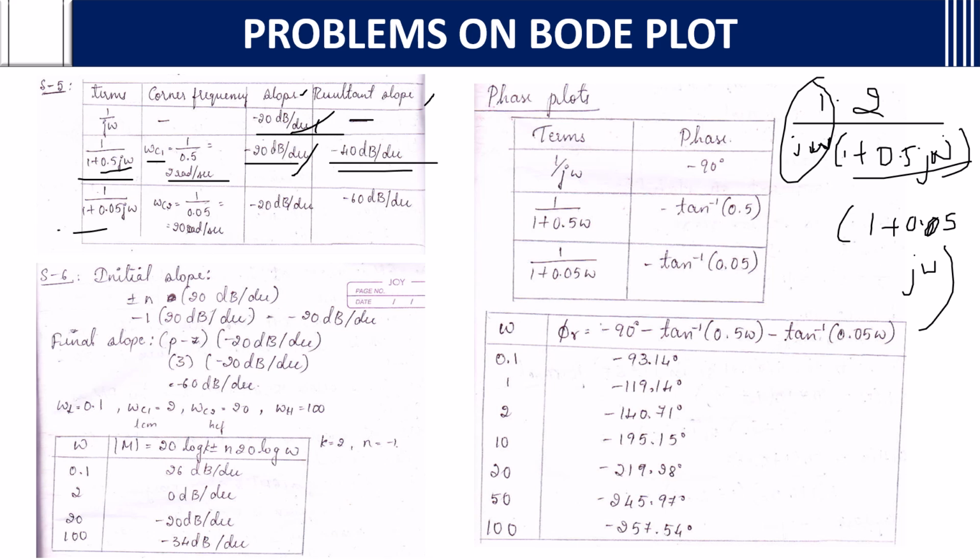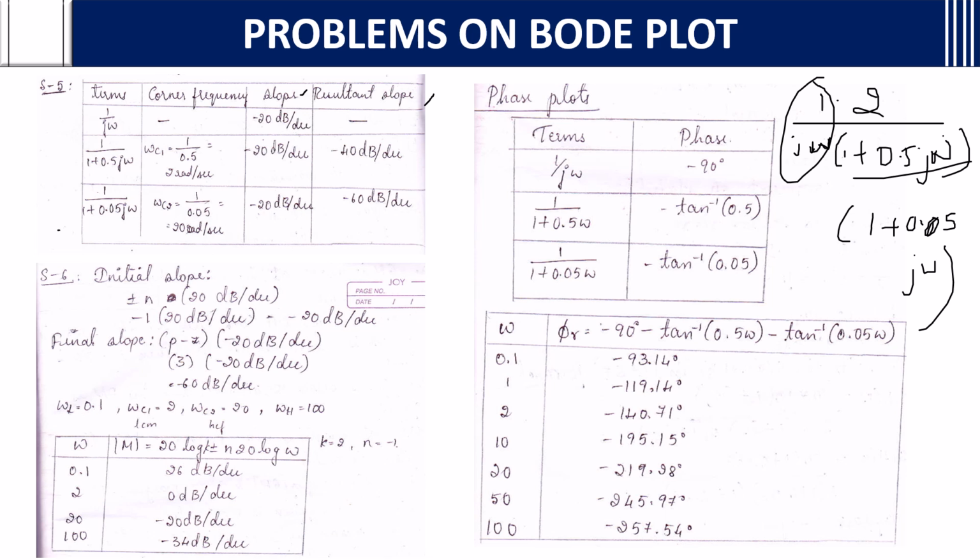Then the third factor, 1 by 1 plus 0.05 j omega. The corner frequency will be what? You take 1 by 0.05, which gives 20 radian per second. And again it is a pole, so you take minus 20 dB by decade. If you add it with the previous resultant slope, minus 40 and minus 20, you get the total resultant slope as minus 60. Till here it is done.